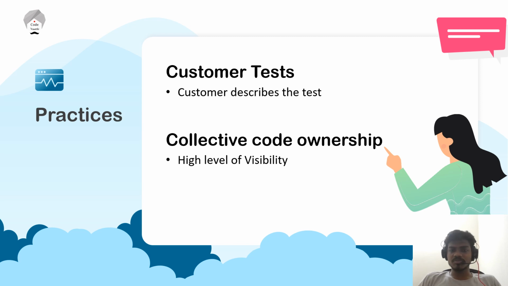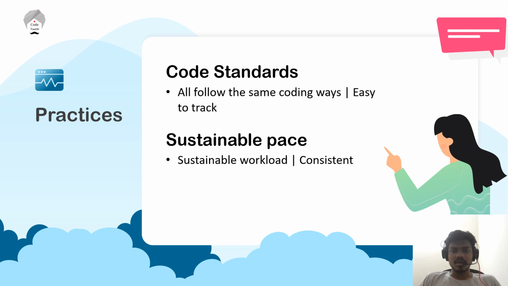Collective code ownership is basically multiple people taking ownership of the code, multiple people working on the same code, encouraging visibility across the code. This is directly linked with the core values which we spoke about in the initial slide. It motivates and encourages people to have visibility across the code. Encourage customers to write their own test cases.